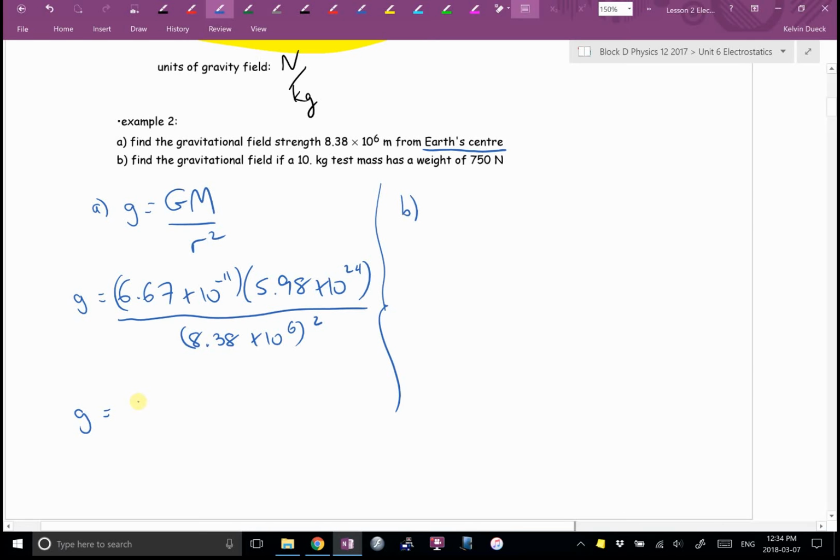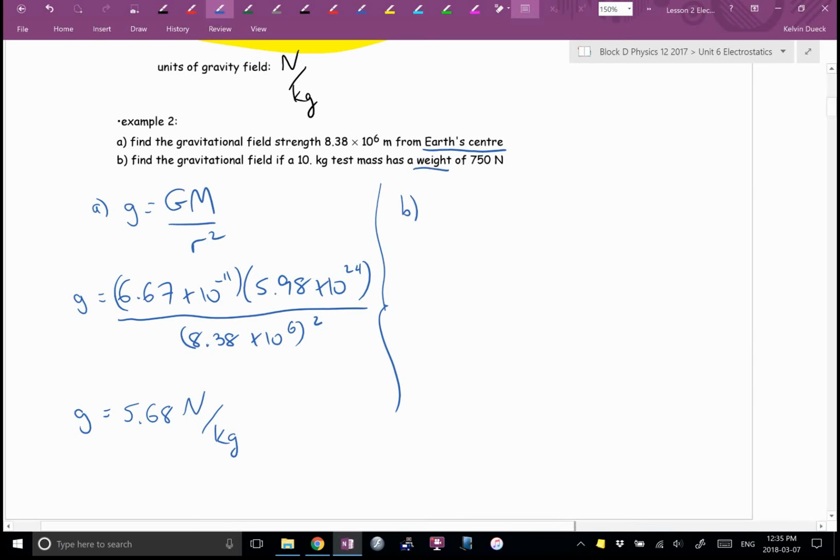5.68? Yeah. 5.68 units, newtons per kilogram. And if that was a planet with that gravitational field strength, objects would fall with an acceleration of 5.68 meters per second squared because the gravitational field strength is 5.68 newtons per kilogram. Okay.